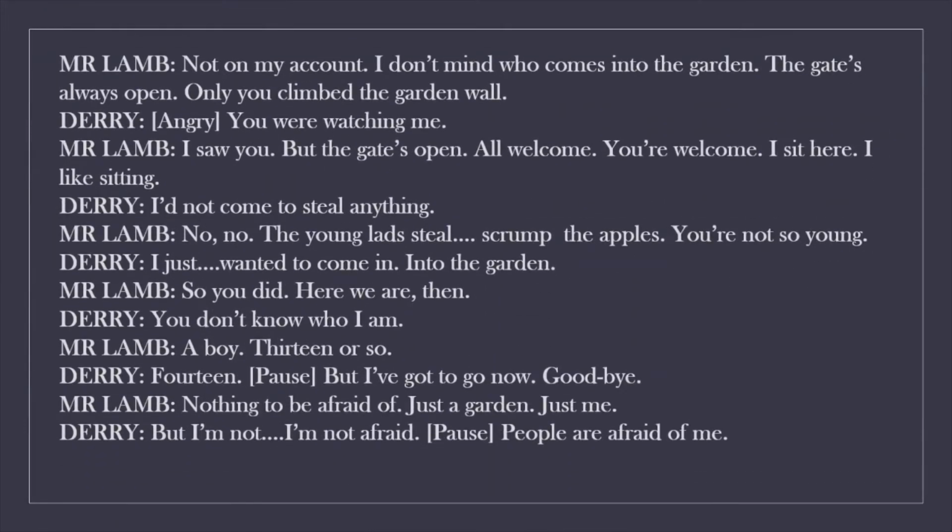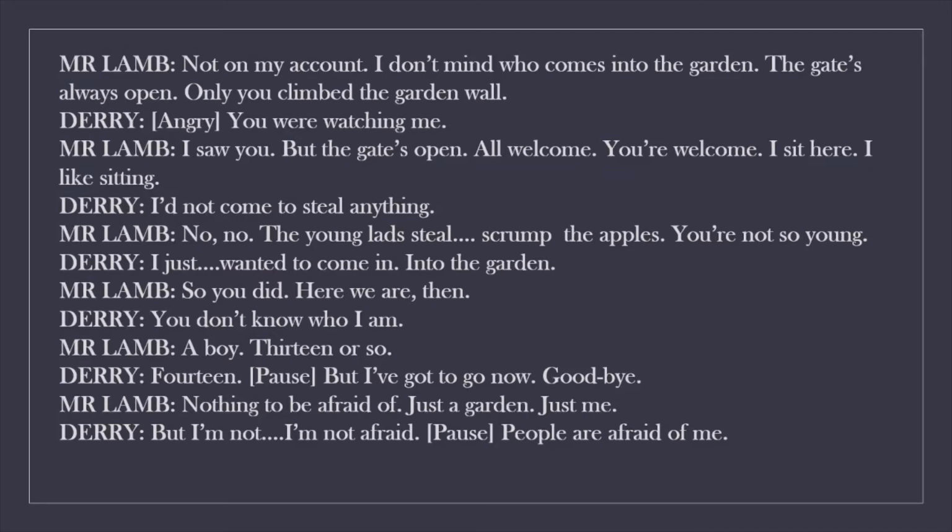Mr. Lamb tried to stop him and said that there was no need to leave the garden just because of him. He also told him that he kept the gate always open for people. It was only Derry who jumped the wall, although there was no need, as he could enter the garden through the gate. Derry got angry for being pointed at like that. He also clarified that he hadn't come to steal anything from there.